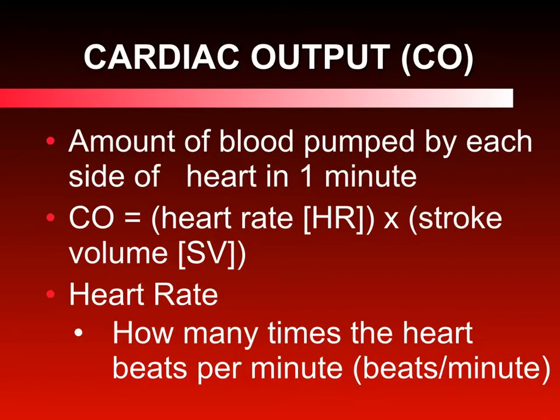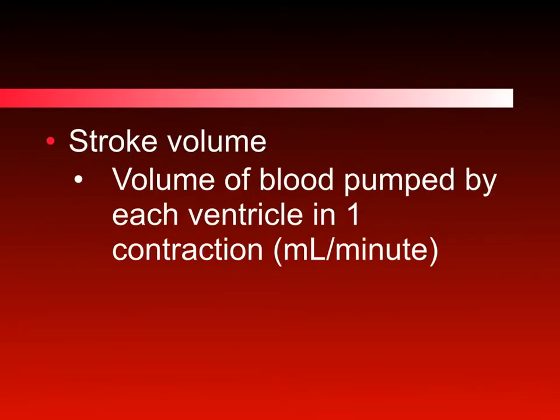The cardiac output is the measure of the amount of blood that is pumped out by the heart in a minute. Cardiac output can be calculated by multiplying the heart rate by the stroke volume. The heart rate is how fast the heart is beating, measured in beats per minute. The stroke volume is the volume of blood that is pumped by each ventricle in one contraction. When you multiply those two numbers together, that will tell you the total amount of blood that is pumped out by the heart.